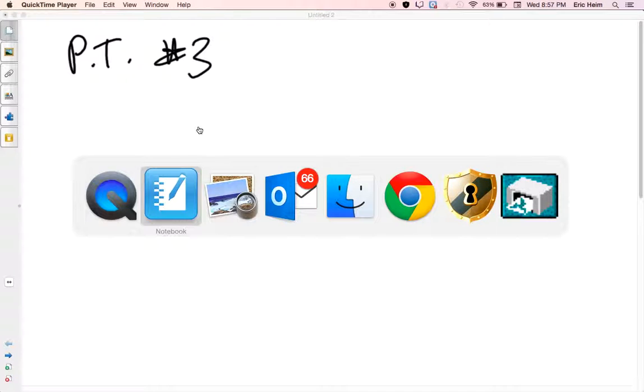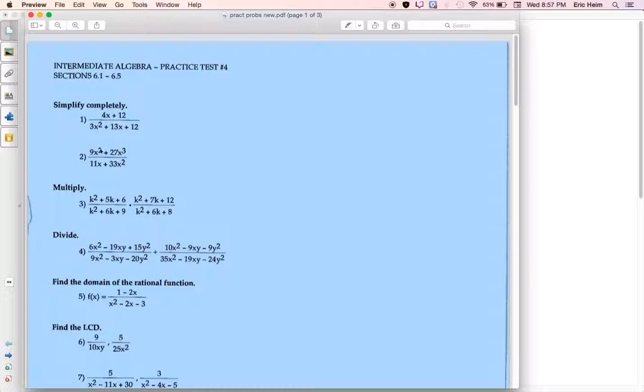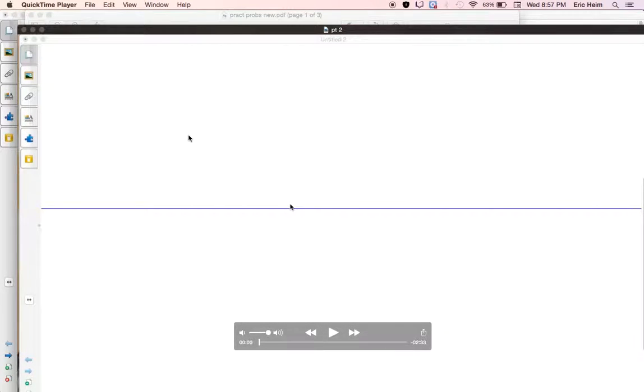So this one is about multiplying. Basically multiply top and bottom, but it might be easier to factor these things first. We'll see about that. So k squared plus 5k plus 6.